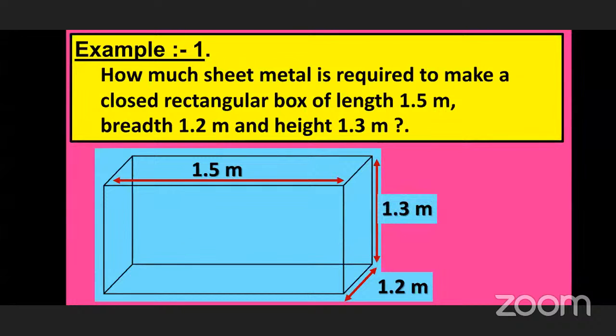And what we have to find out? We have to find out how much metal sheet is required. That means we have to cover this closed rectangular box with this metal sheet. So we have to find out the total surface area of this cuboid. And we know the formula of total surface area of cuboid. By using that formula, we find out the answer.